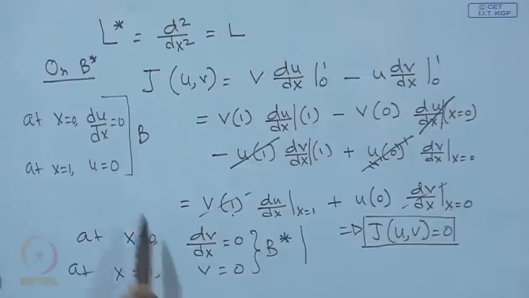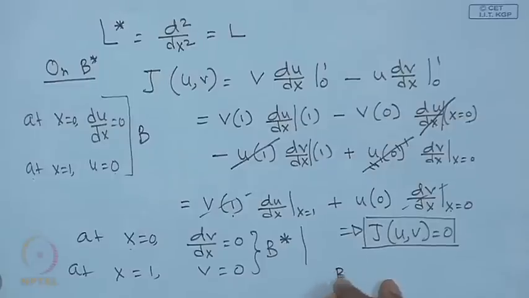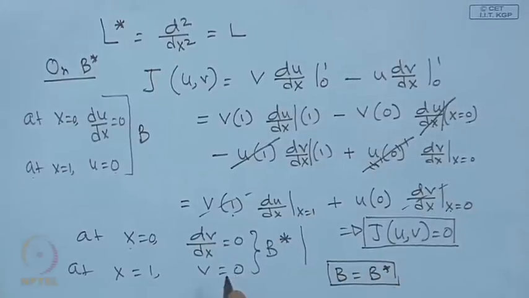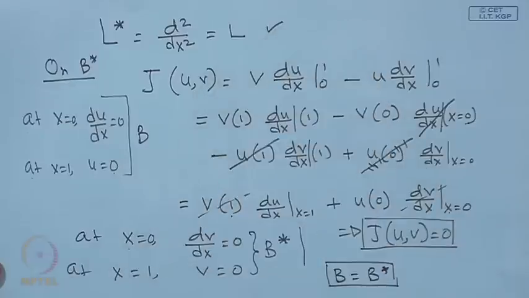At x equal to 0, du/dx was equal to 0; at x equal to 0, dv/dx is equal to 0. At x equal to 1, u is equal to 0, and at x equal to 1, v is equal to 0. So we have B equal to B star in this particular case as well. Also L is equal to L star, and B is equal to B star. Therefore, this system is a self adjoint system. The operator is self adjoint, the boundary operator is also self adjoint. Therefore, the system is completely self adjoint.